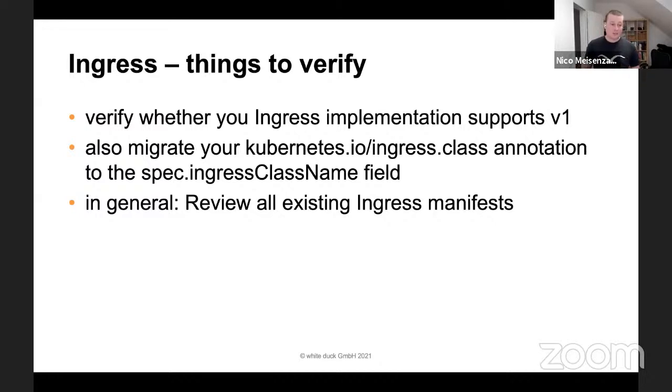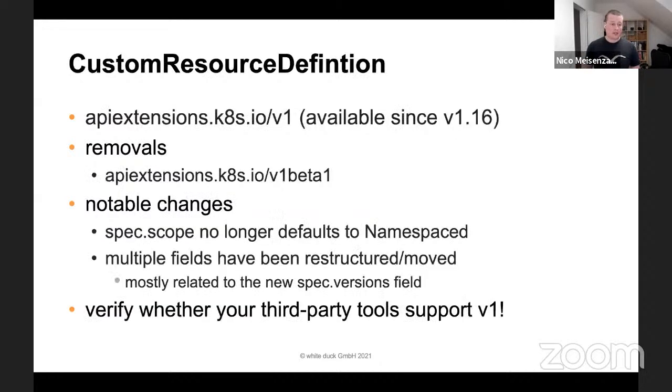So the second big one is the custom resource definition. A custom resource definition is a possibility to extend the API server and introduce your own resources. And also here we have, since 1.16, a stable version v1 of the API extensions. And because of that, it's now time also to remove the v1beta1 version here.